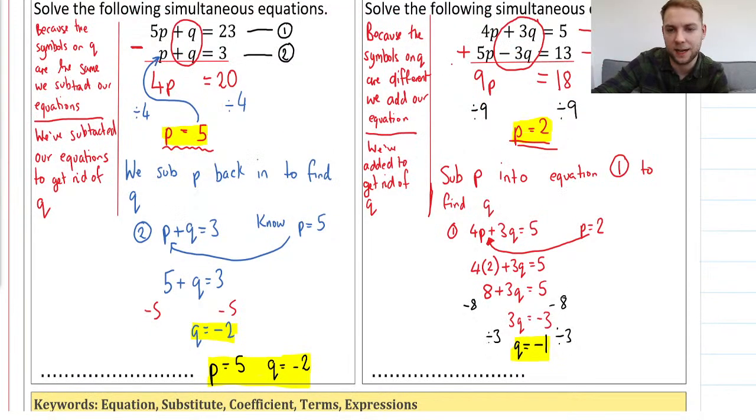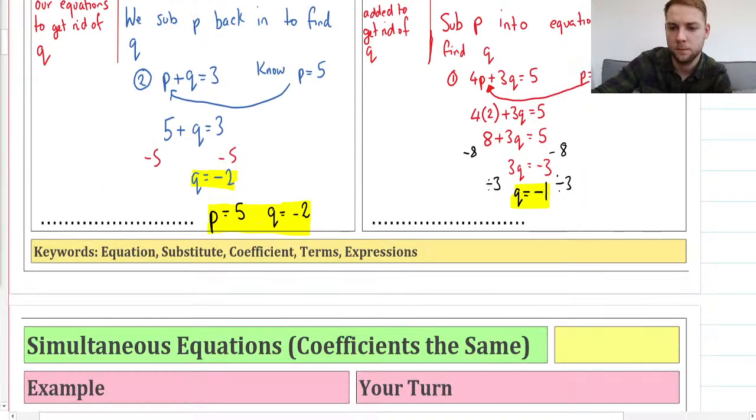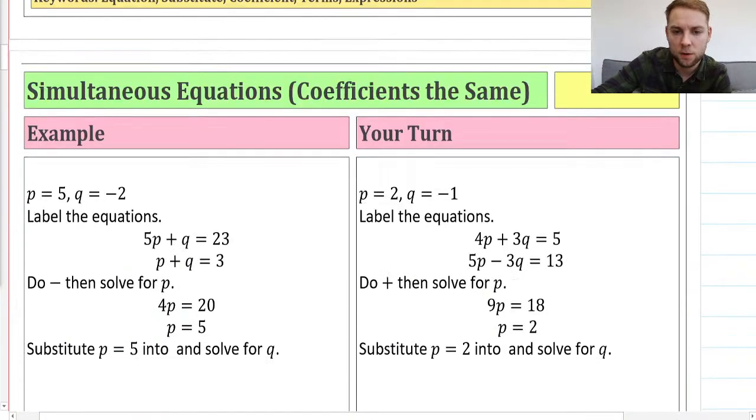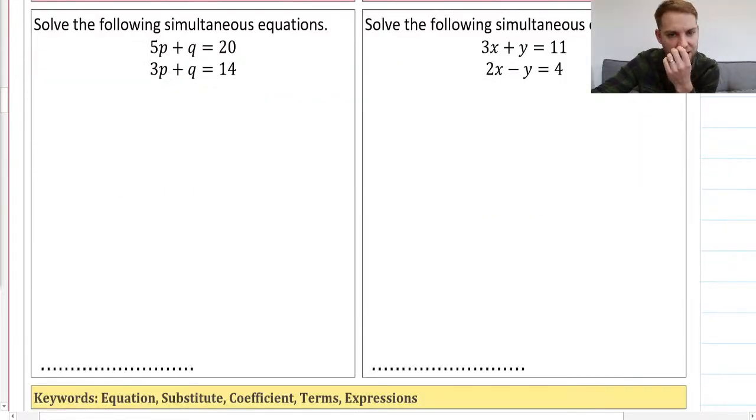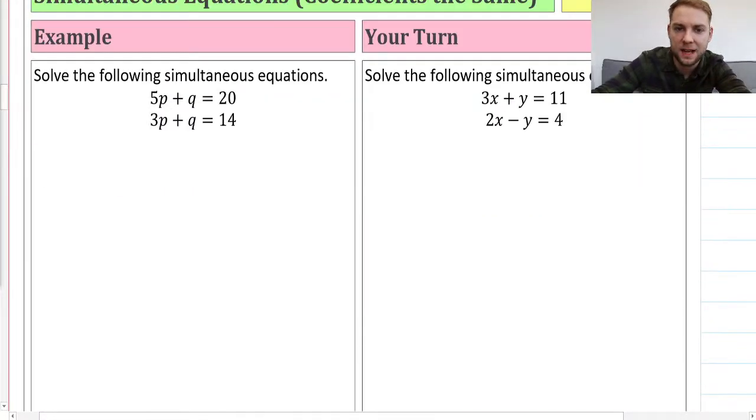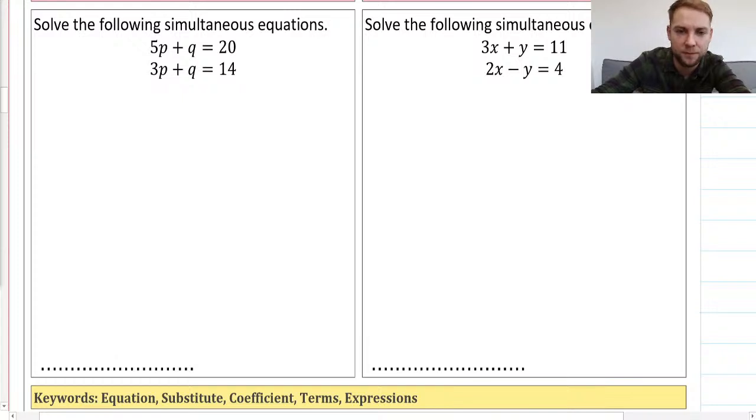So hopefully you've got that down. So I've got 2 questions here that I want you to have a go at. Maybe just have a little go at the one on the left first. And then I'll go through it in a second.